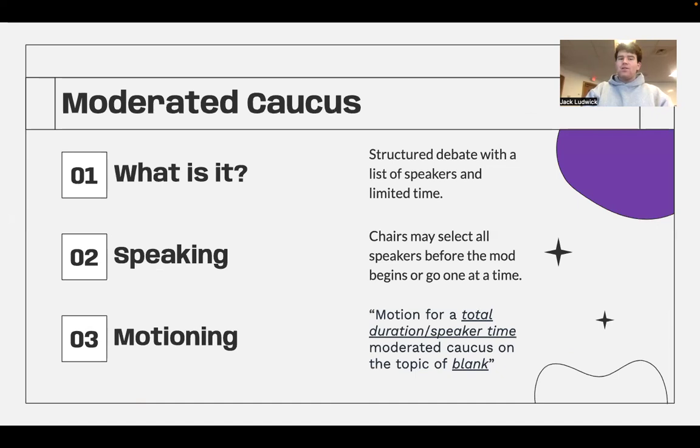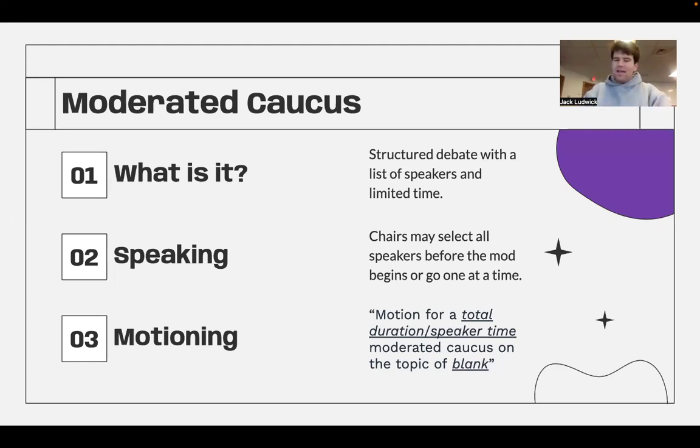All right, moderated caucuses. What are they? They are structured debate with a list and a limited time to speak. Who is speaking? The chairs will select speakers from around the room, and they will go one at a time. How do you motion for a moderated caucus? You will raise your placard, the chair will call on you, and you will say, motion for a total duration, and then an individual speaker's time, moderated caucus on the topic of blank.